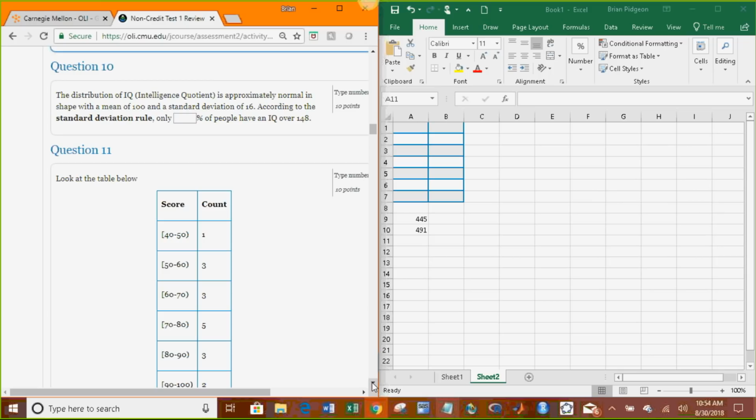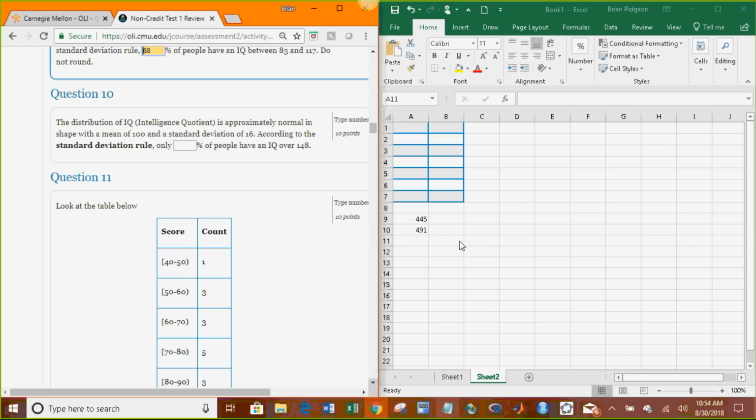The distribution of IQs is approximately normal in shape with mean 100 and standard deviation of 16. According to the standard deviation rule, only blank percent of people have an IQ over 148. So in this case, we have to think about how the standard deviation rule breaks up our distribution into little pieces. We first need to figure out where 148 is in relation to the mean.